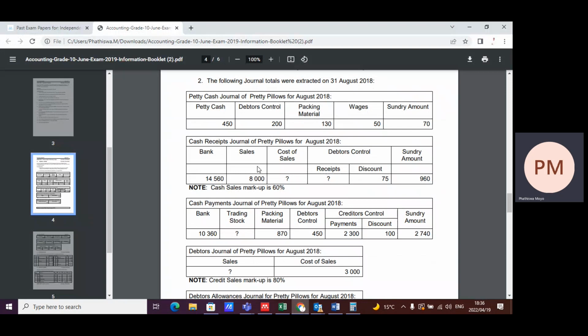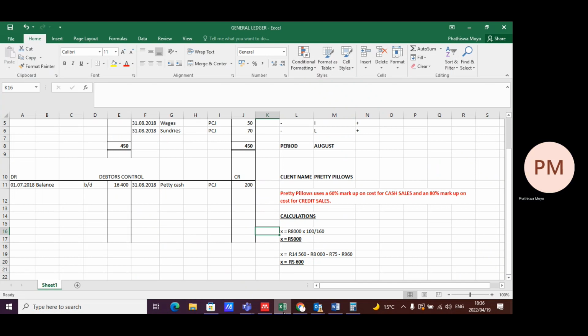Now, this is a cash receipts journal, so it means the debtors were paying us. So their liability... it means they were paying us. So whatever they owed us here, it's reducing because we received cash from them. CRJ, 5,600.